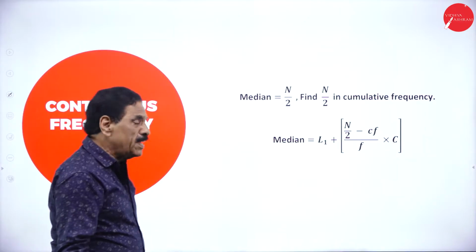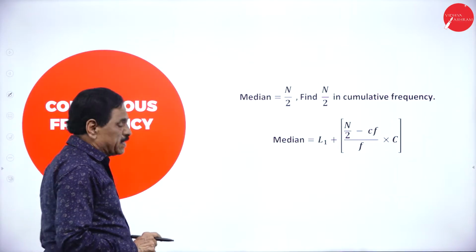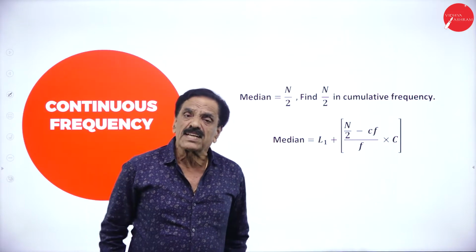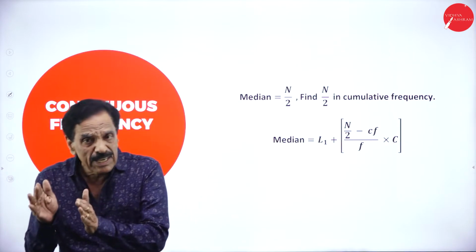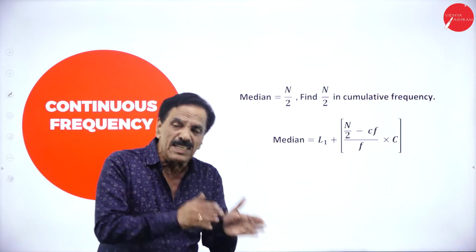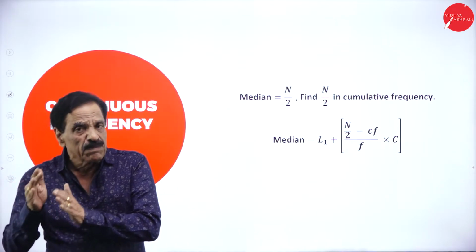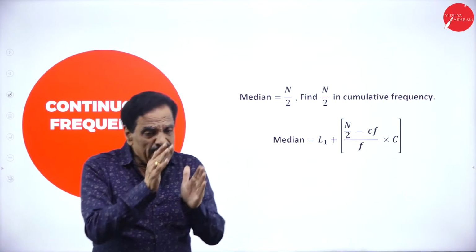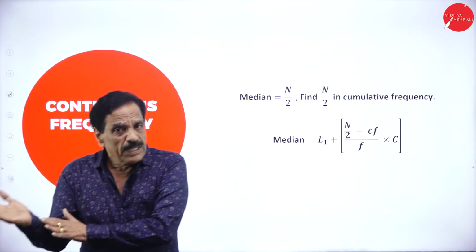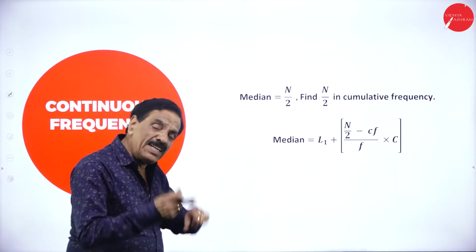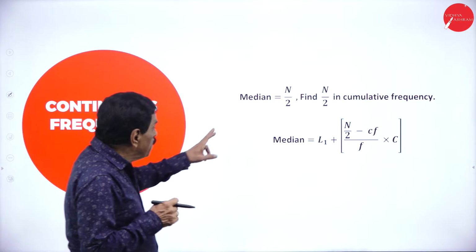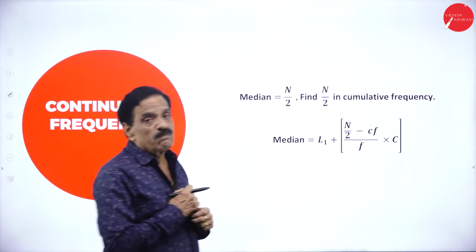Now, median for a continuous frequency. Yesterday I told you what a continuous frequency is. If your value is 0 to 10, 0 is called the lower limit, 10 is called the upper limit, then 10 to 20, 10 is called the lower limit, 20 is called the upper limit, which is a continuous series. Here, under continuous series, median is equal to n by 2.